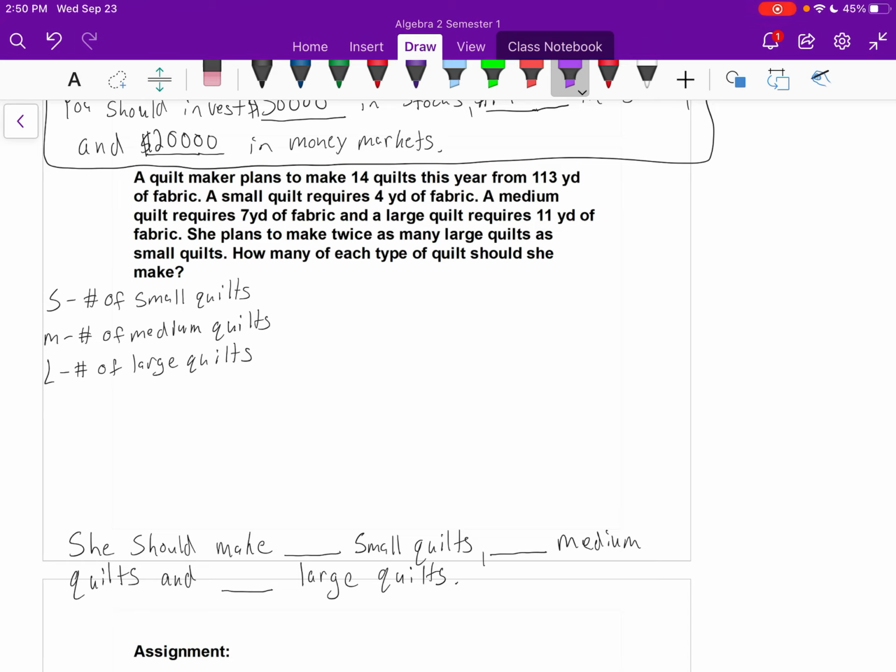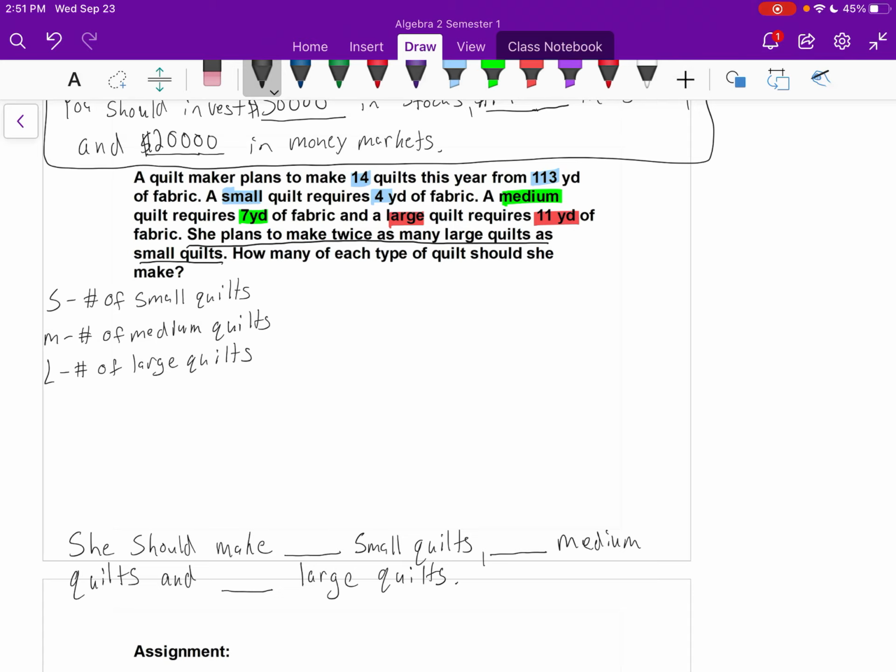A quilt maker plans to make 14 quilts this year. Okay, that's probably pretty important. That's a total, and use 113 yards of fabric, another total. Now, a small quilt requires 4 yards. A medium quilt requires 7, and then finally a large quilt requires 11 yards of fabric. She plans to make twice as many large quilts as small quilts. How many of each type of quilt should she make?